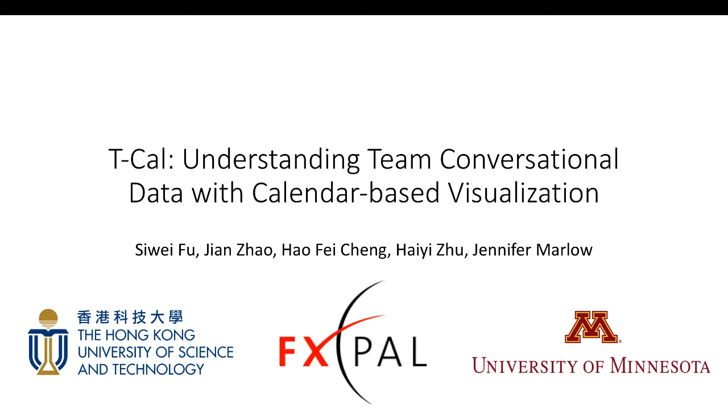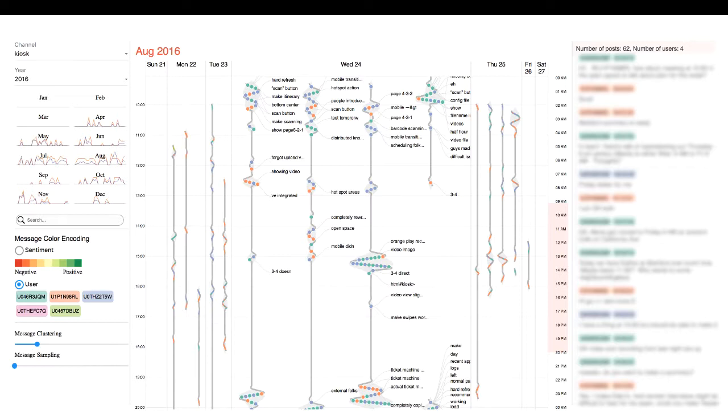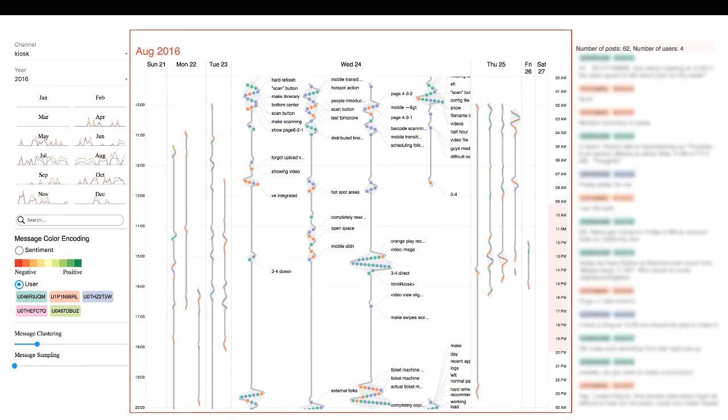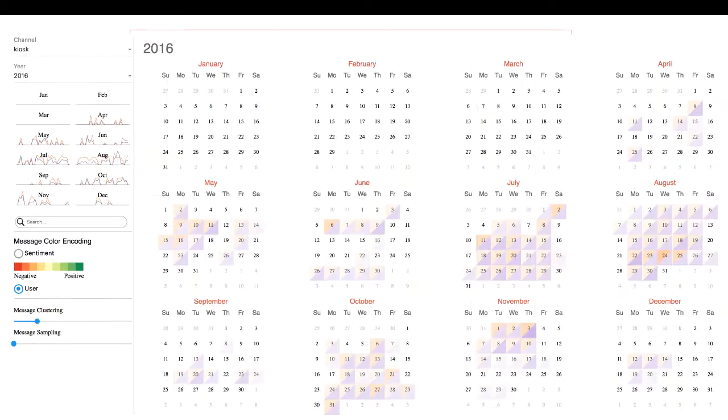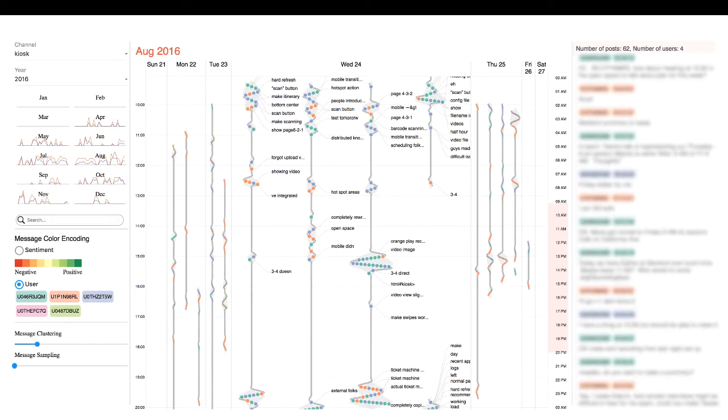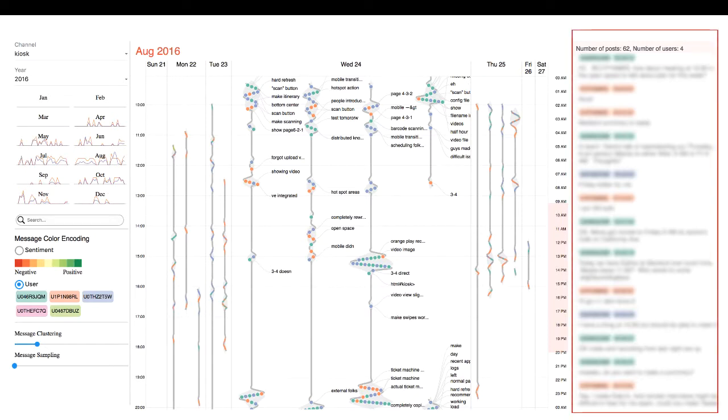In this paper, we present TCAL, a calendar-based interactive visual analytical system for investigating team conversation data. The interface of TCAL consists of 3 panels: a control panel providing configurations for the entire system, a content panel displaying the data at the different levels of details, including year, month, and week views, and the detail panel showing the raw messages for users to examine specific conversations.